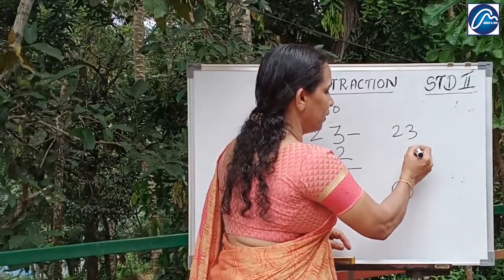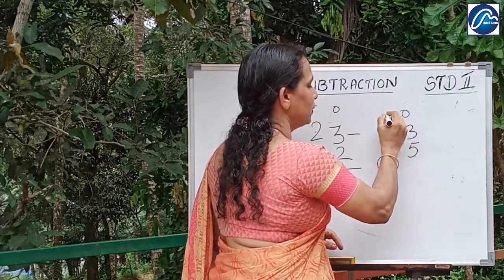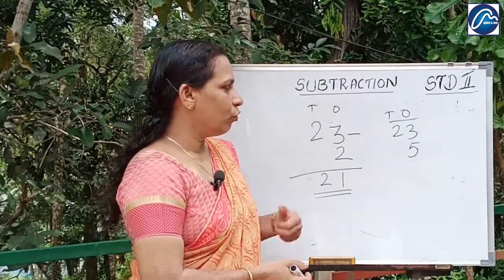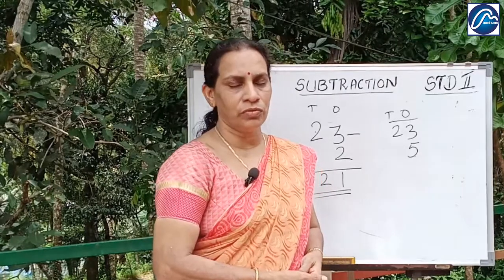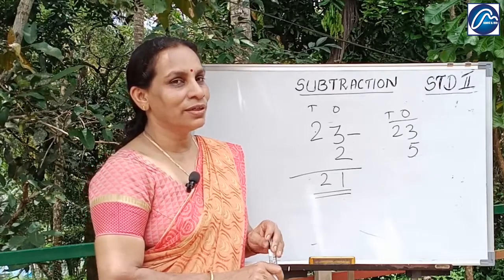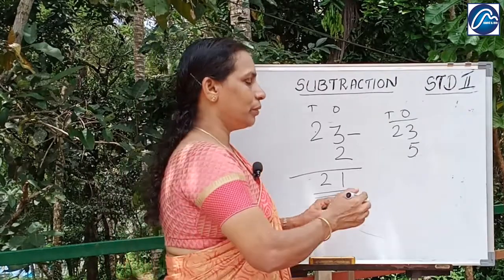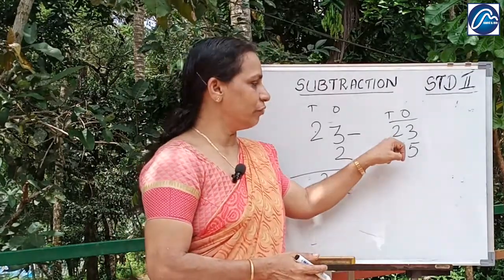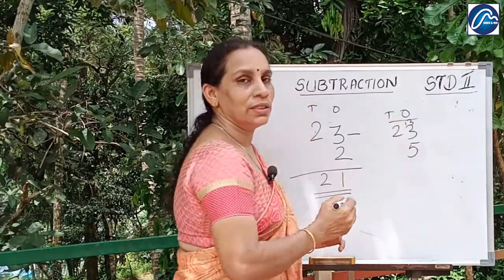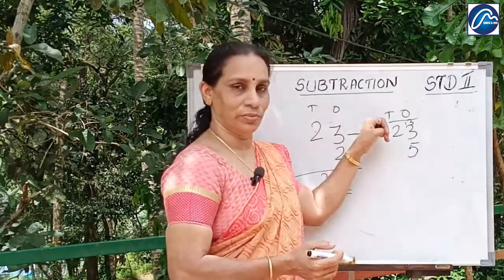Another one, 23 minus 5. Ones, tens. 23 minus 5. How will you subtract? What is 3 minus 5? Do you know what is 3 minus 5? You have learned it. Okay? You have to borrow. Borrow from the tens place. You have to take 1 from the tens place. So it will be 13 ones. Like in the addition, you have to take. In the addition, we have given it.